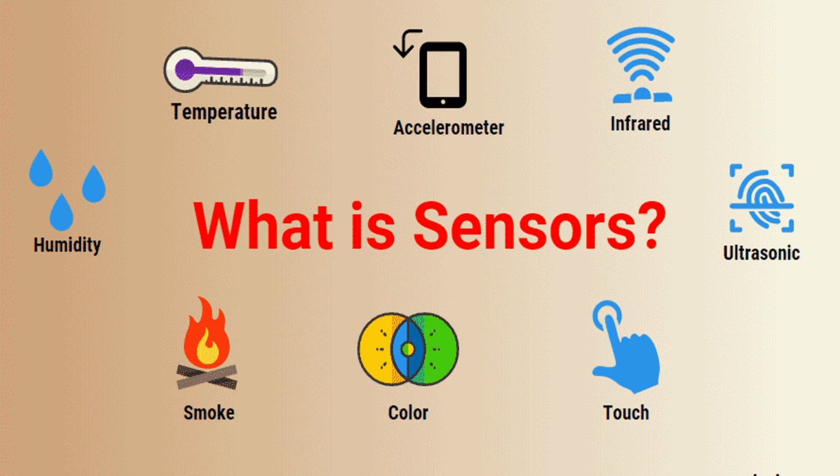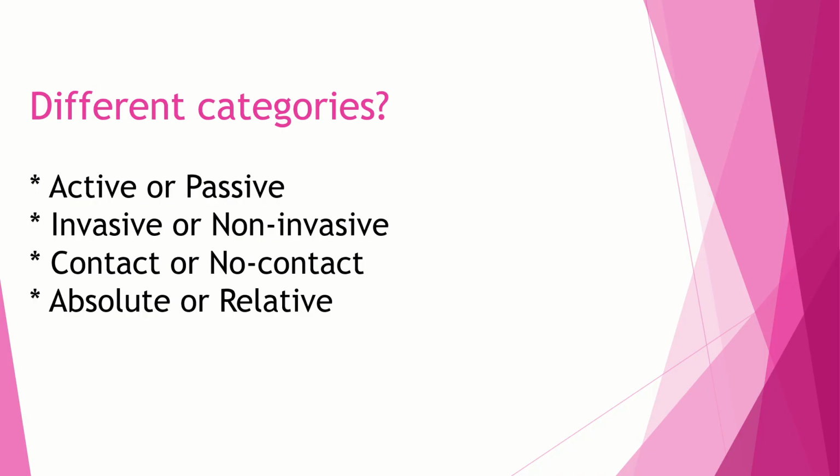Sensors can be categorized in multiple ways. One common approach is to classify them as either active or passive. Next point is different categories of sensors. Active or passive. Sensors can be categorized based on whether they produce an energy output and typically require an external power supply, or whether they simply receive energy and typically require no external power supply.